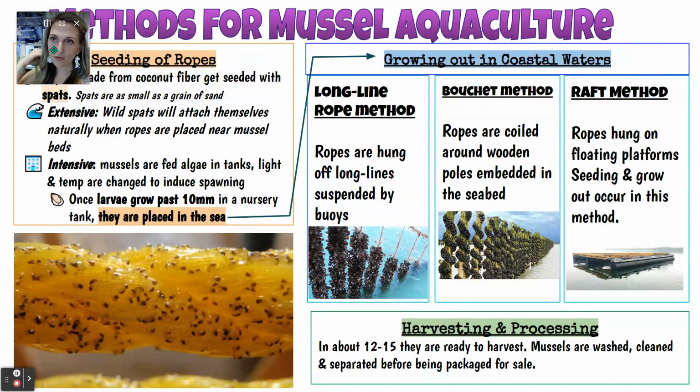For growing out in coastal water, there's a few different methods. Some of these are referenced on exam questions. I know like the Boucher method is. Long line rope method, all of them are essentially a little bit of the same. So ropes are hung off long lines that are suspended by buoys. Takes a big boat to take them out there to do this. The boucher method, ropes are coiled around wooden poles that are embedded into the sea.